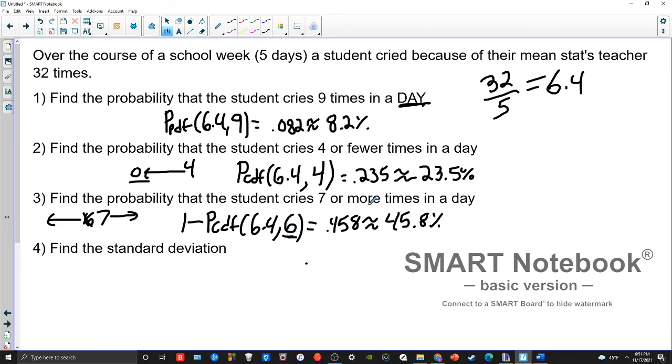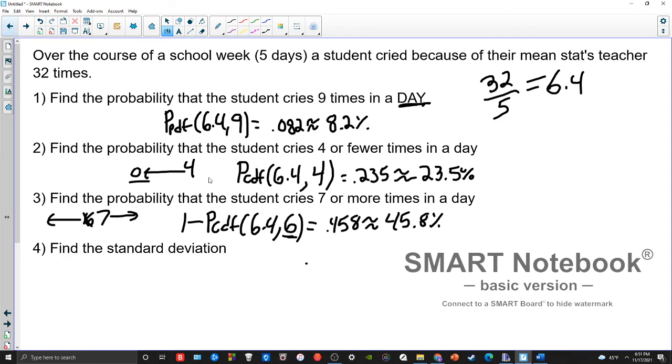So 7 or more means get rid of 6 or less. Don't think about 6.9 or 6.5. Just think about 6 or less and then keeping 7 or more. Same for here. 4 or less, get rid of 5 or more, so just count the 4 and less here with the normal CDF. And then finally, standard deviation.